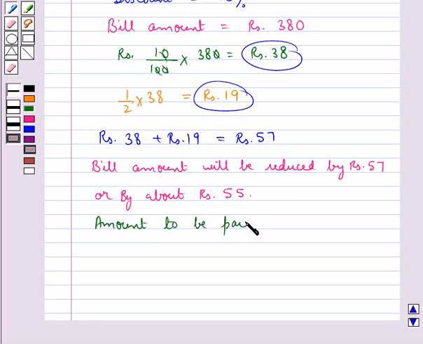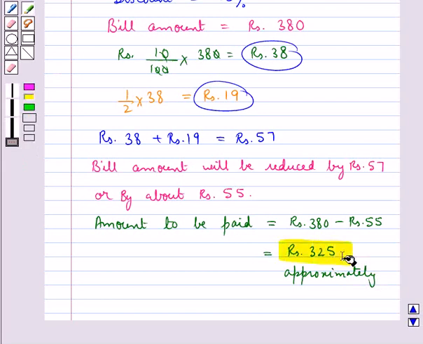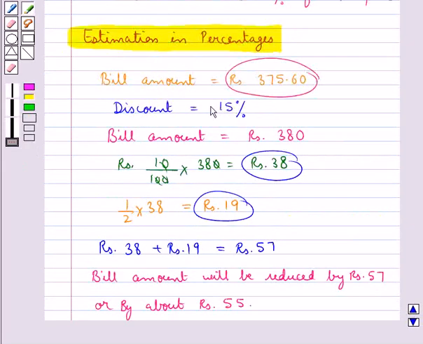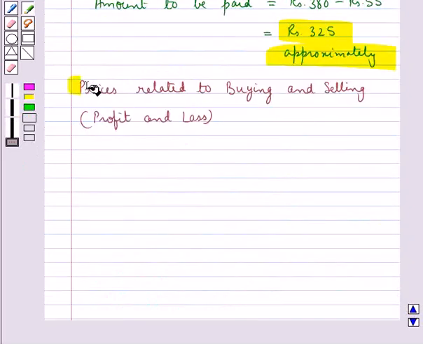Thus we have the amount to be paid would be equal to rupees 380 minus rupees 55 and this would be equal to rupees 325 approximately. So this is the amount that we need to pay after we get a discount of 15% on the total bill amount. Next, we discuss prices related to buying and selling, profit and loss.